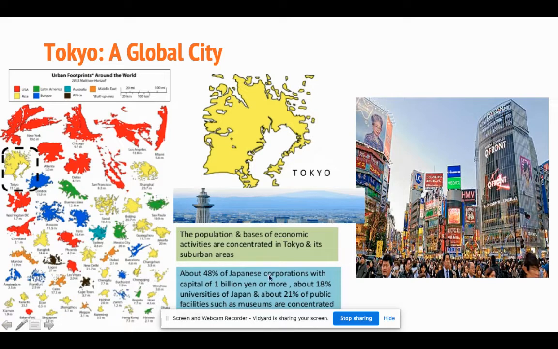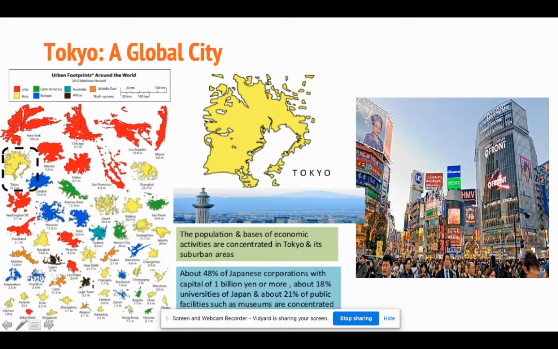If you look at the statistics down here, about 48% of Japanese corporations are located in Tokyo. About 18% of Japan's universities and about 21% of public facilities are concentrated in Tokyo. Japan really emerged as a globalized city after World War II, when the United States and the Allies helped to rebuild Japan. And the legacy of Tokyo and its imprint is felt all over the world.